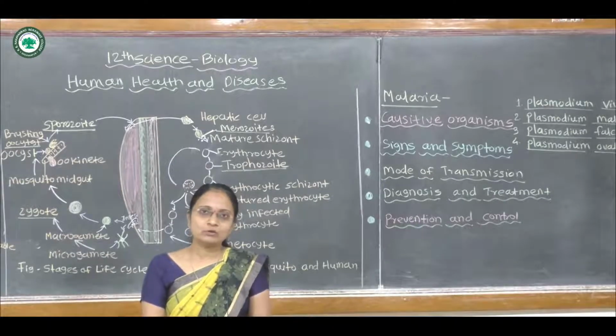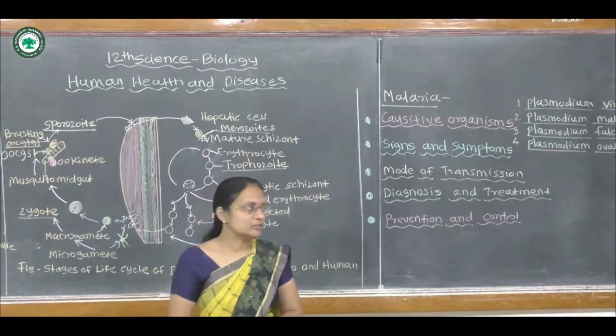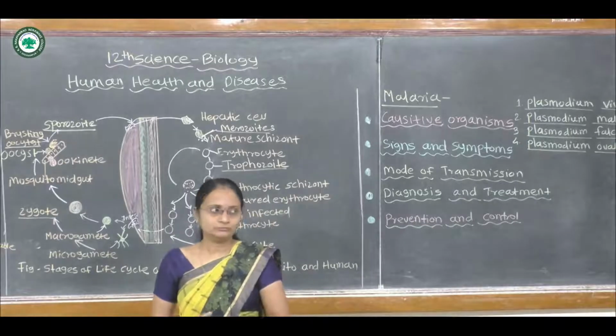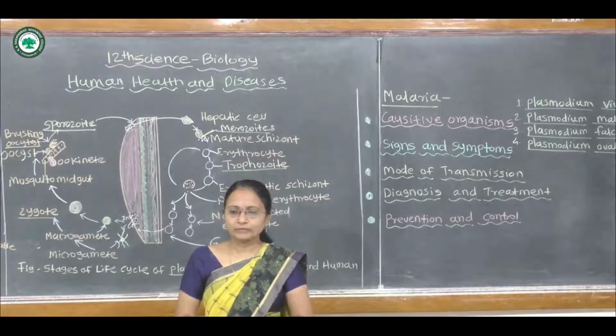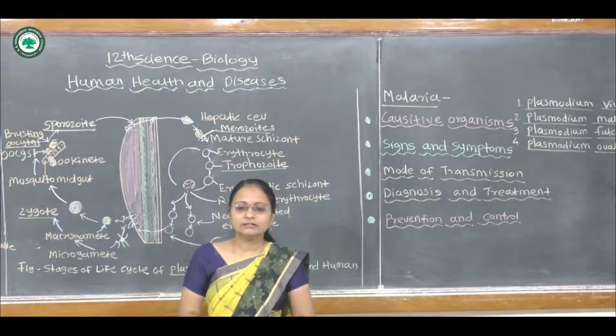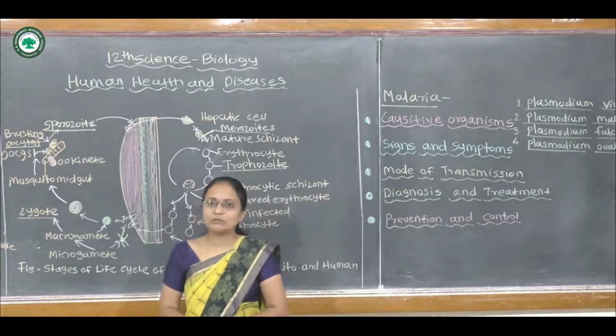Other symptoms are vomiting, convulsions, and arthralgia, that is joint pain. The person also suffers from anemia due to the rupturing of RBCs, hemoglobinuria, hepatomegaly, that is enlargement of the liver, retinal damage in the eye region, and infection of the brain if the Plasmodium reaches the cerebrum region.